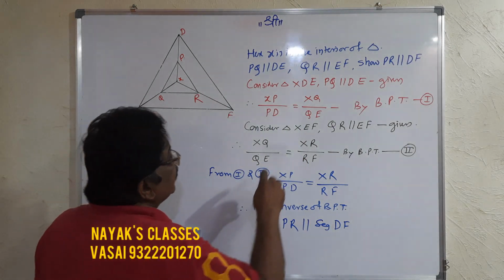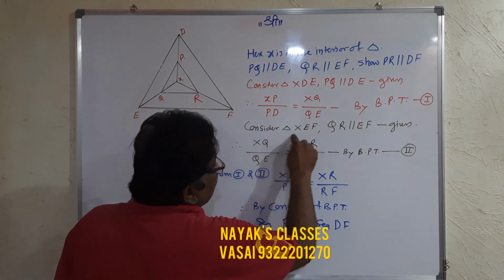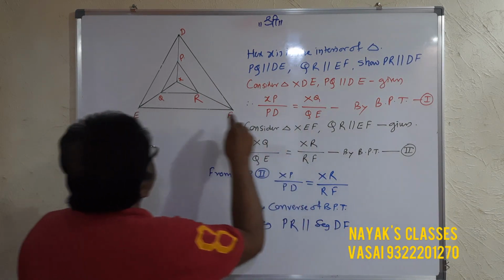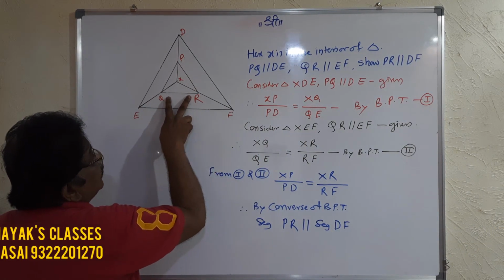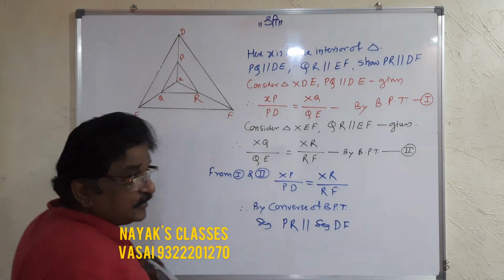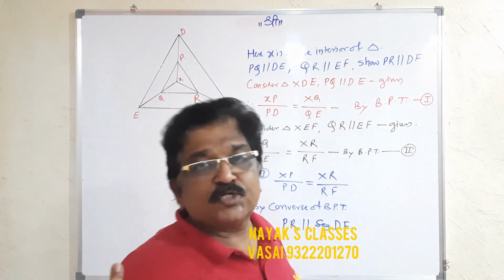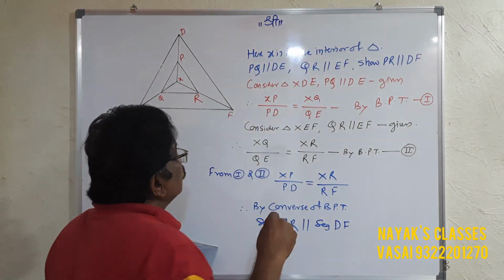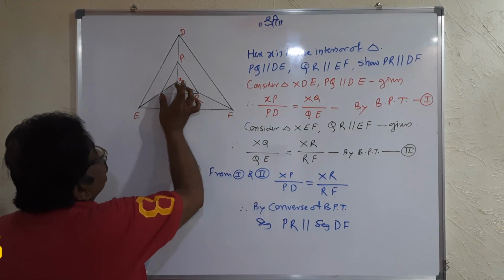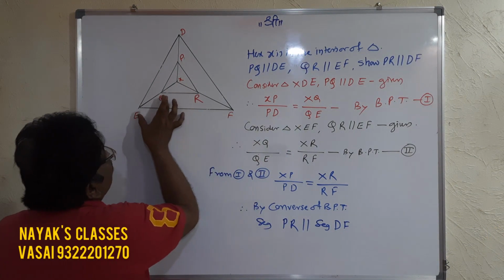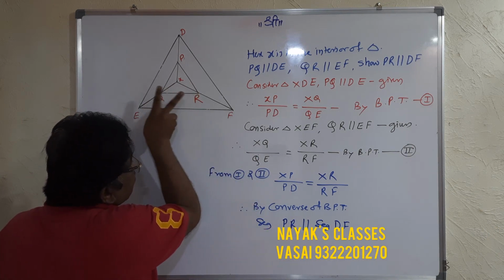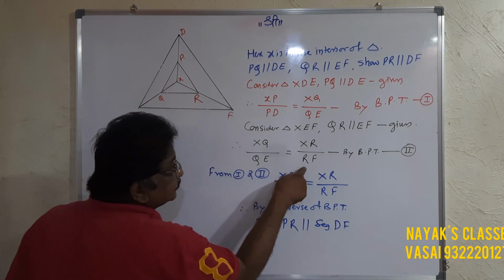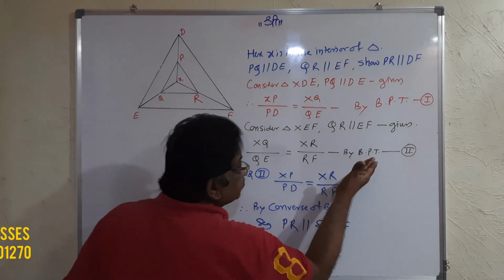Similarly, if we consider triangle XEF, QR is parallel to EF. Lines are parallel, ratios must be equal. So XQ upon QE must be equal to XR upon RF by BPT.